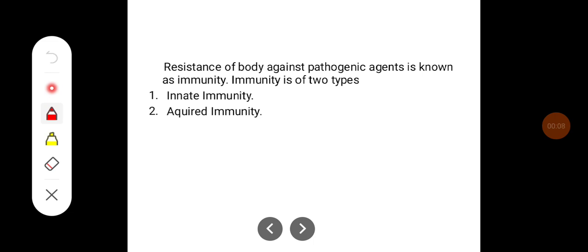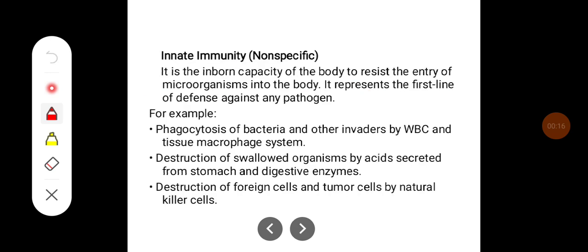Resistance of the body against pathogenic agents is known as immunity. Immunity is of two types. It can be innate immunity or acquired immunity. Innate immunity, which is non-specific immunity, is the inborn capacity of the body to resist the entry of microorganisms into the body.